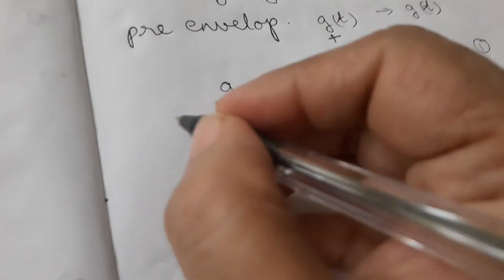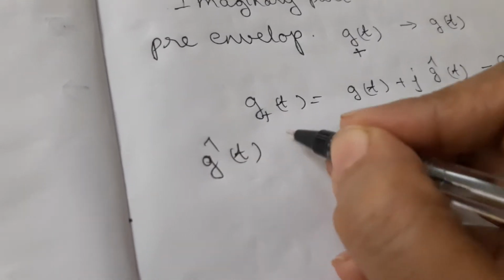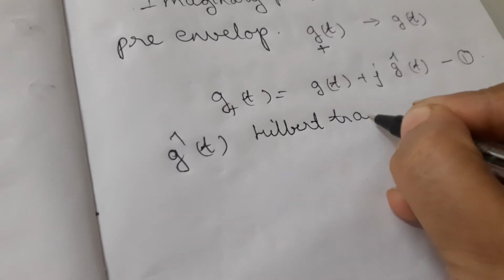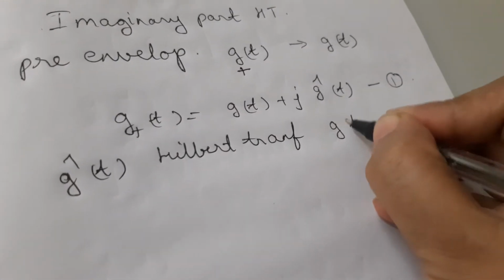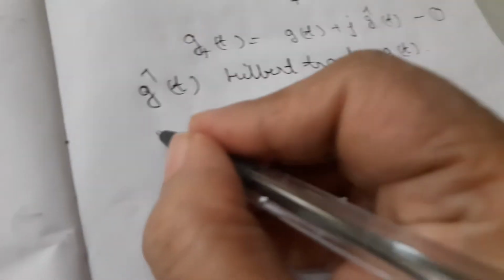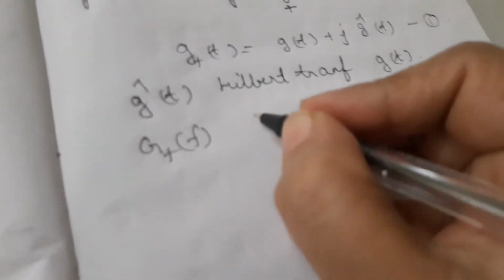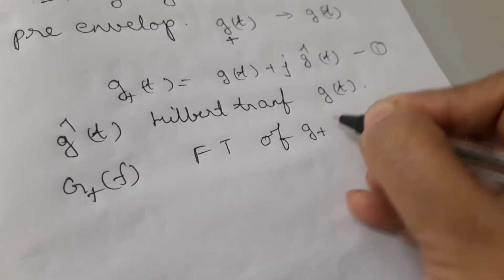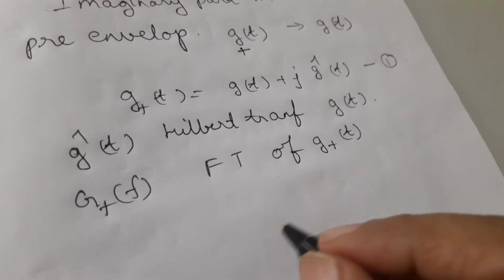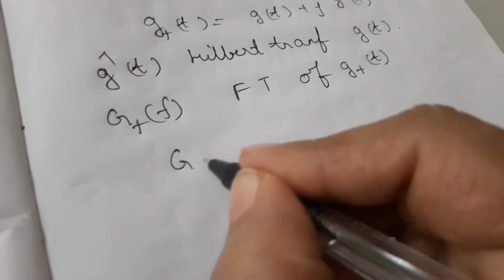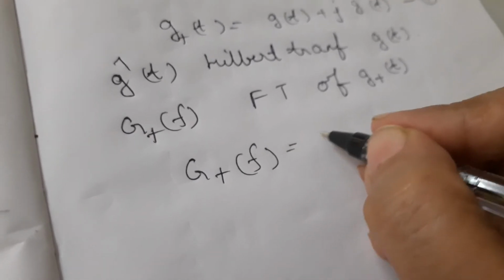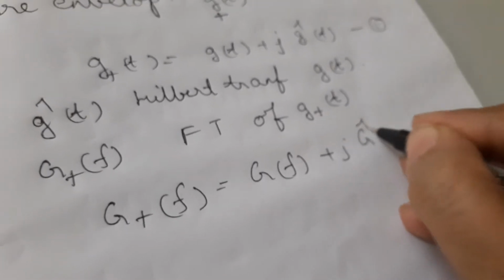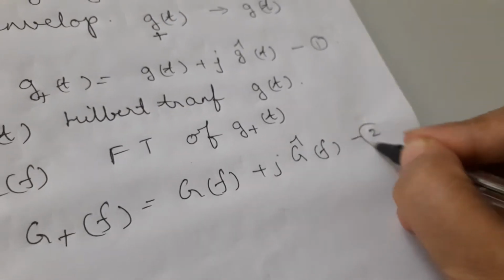From equation number 1, g cap of t is the Hilbert transform of the given signal g of t. Let G plus of f denote the Fourier transform of small g plus of t. Now from equation 1 we can write G plus of f is equal to G of f plus j G cap of f. Let this be equation number 2.